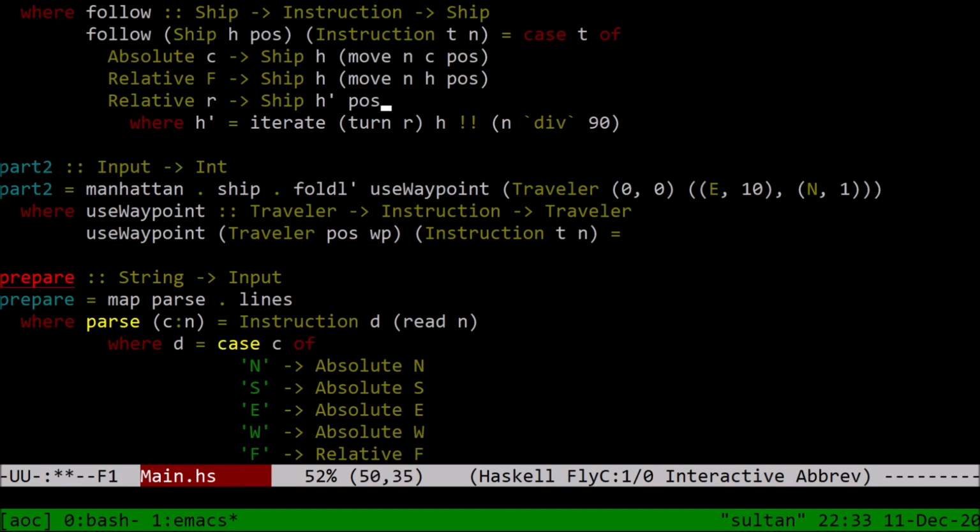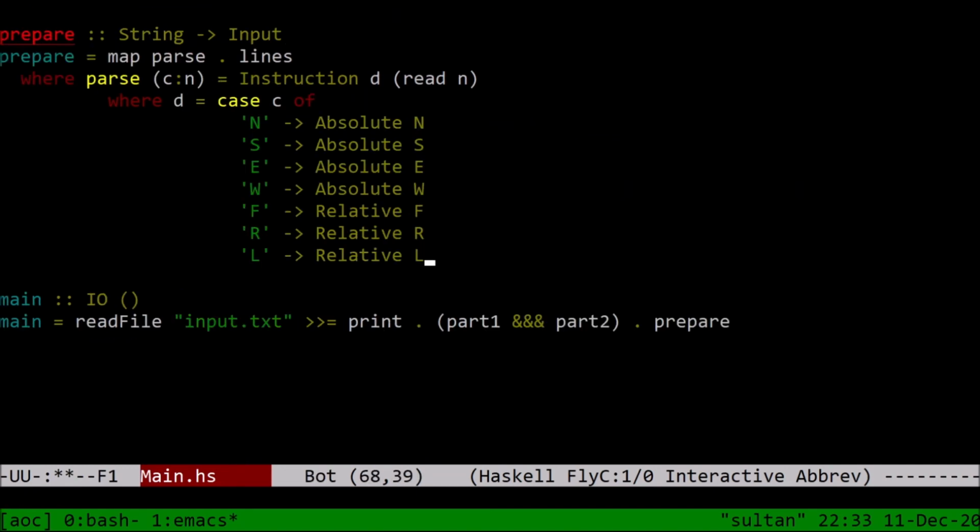You know, I guess I could have done this n div 90 elsewhere. That's kind of nice, isn't it? I can do it here. Yeah, let's do that. What's it called? Scaled. Call these raw, maybe? Raw. Oh, you know what? I can make this simpler. I can just make this raw of n.